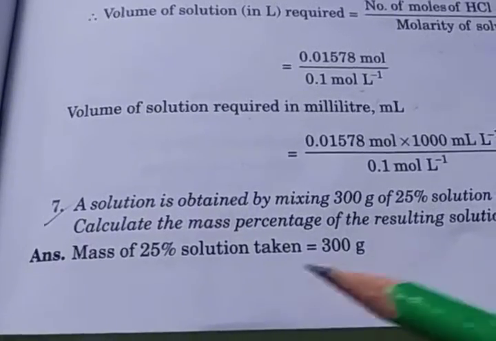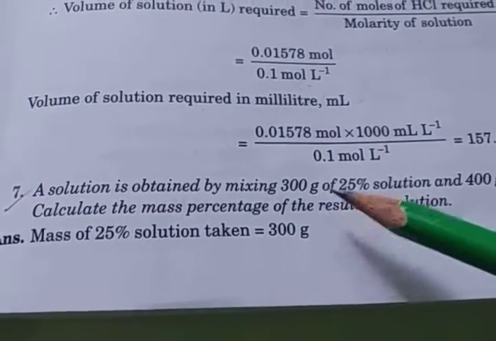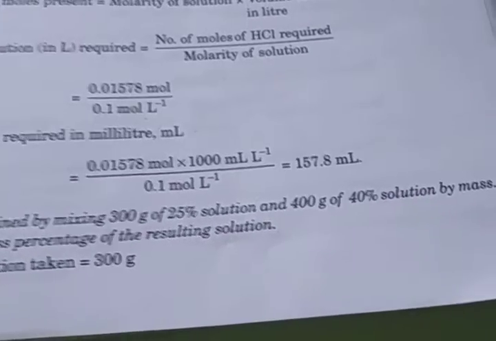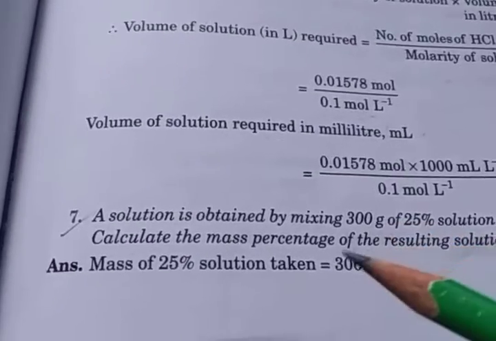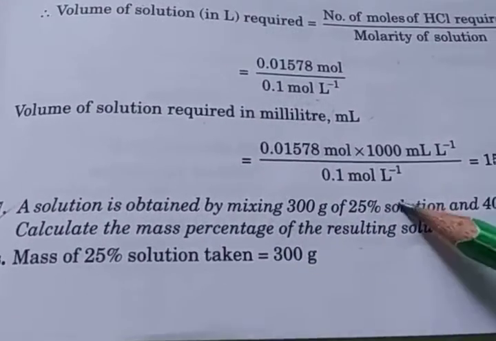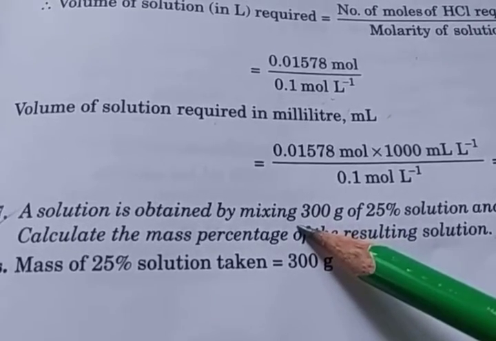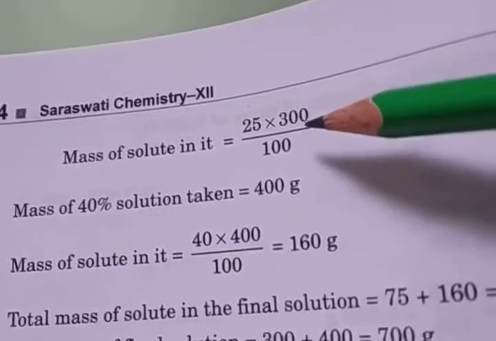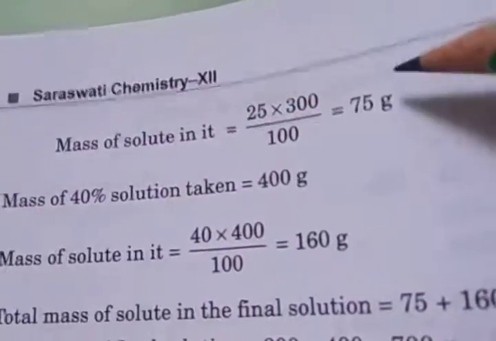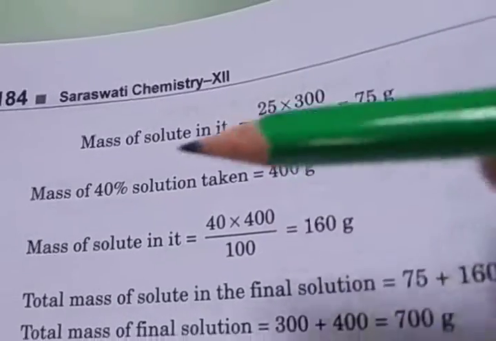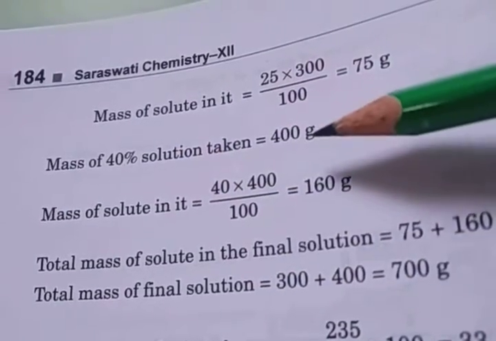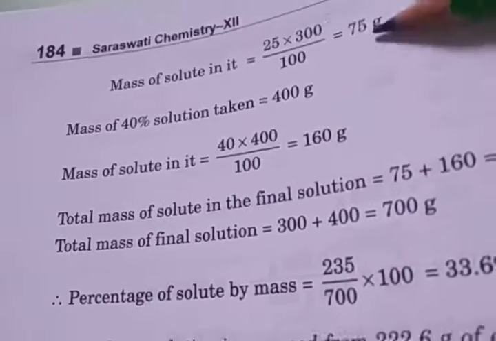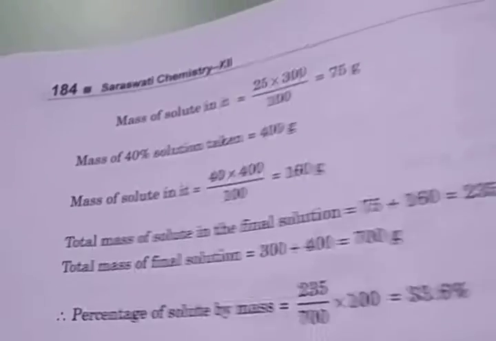Next question is question number 7. A solution is obtained by mixing 300 gram of a 25% solution and 400 gram of a 40% solution by mass. Calculate the mass percentage. The mass of the 25% solution taken is 300 gram, so the mass of solute is 25 into 300 divided by 100, because of percentage, which is 75 gram. Then the 40% solution taken is 400 gram, so its mass of solute is 40 into 400 divided by 100, which is 160 gram. So the total mass of solute is 75 plus 160, equal to 235 gram.